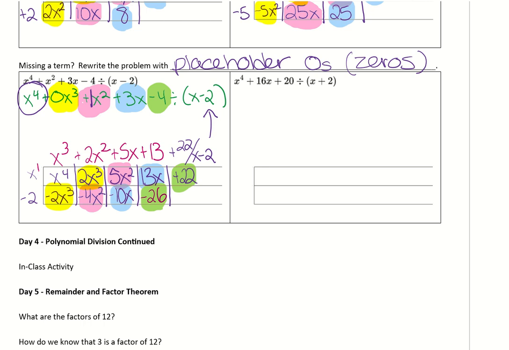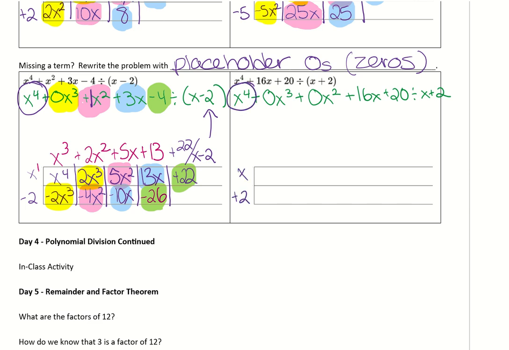So here's one more to go. When you rewrite this guy, you actually need several placeholder zeros. Remember, you want to be able to count down 4, 3, 2, 1, 0. So here, we're going to do x to the 4th plus 0x to the 3rd plus another one, 0x squared plus 16x plus 20 divided by x plus 2. Now we can count down with our exponents: 4, 3, 2, 1, 0. We're good to go. All right, let's put x plus 2 on the side.